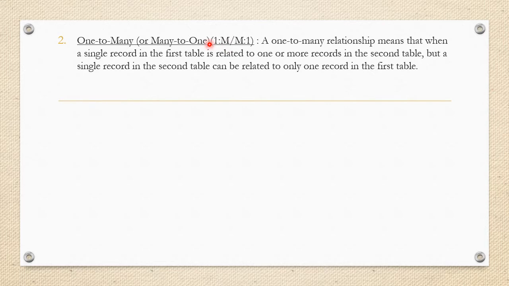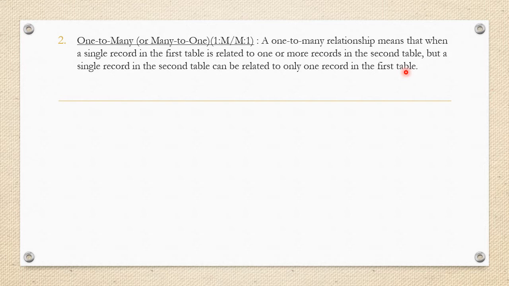Okay. Now what does this say? A one-to-many relationship means that a single record in the first table is related to one or more records in the second table, but a single record in the second table can be related to only one record in the first table. This says that if you have two tables, then from the first table you are going to connect to many records in the second table. But when you look at the second table, you are going to relate to only one record in the first table.